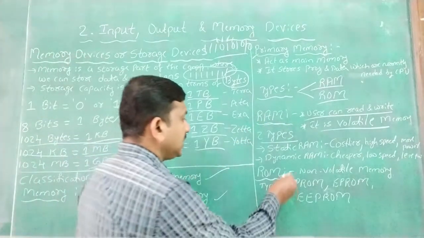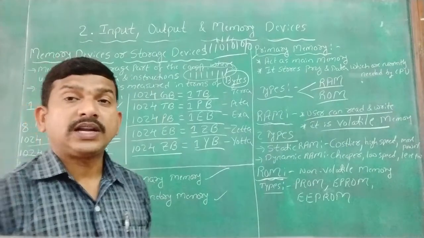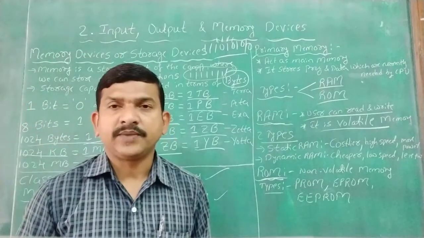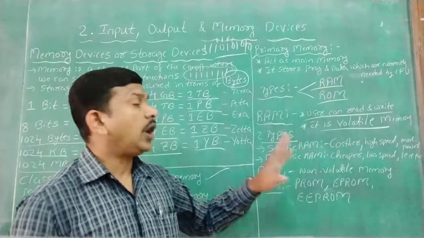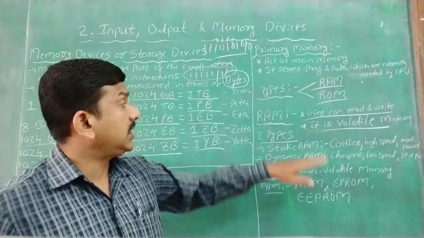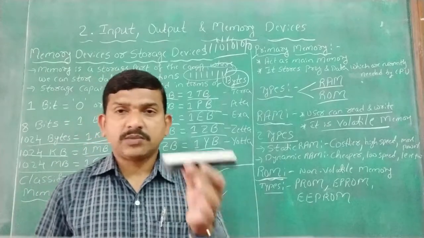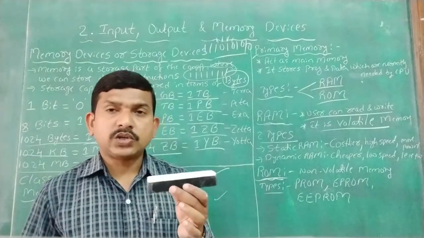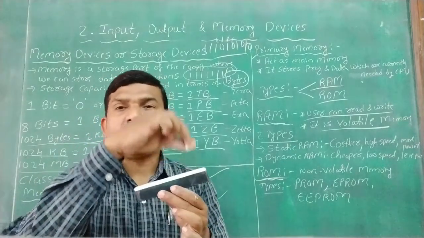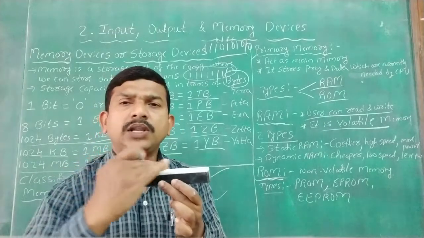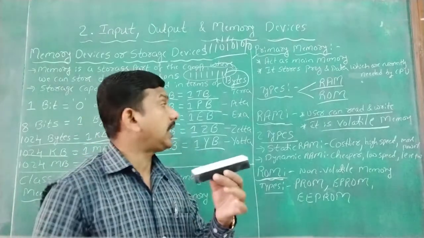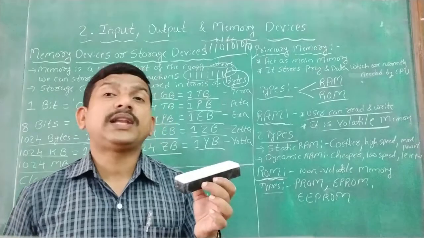And the second one is ROM. We call it non-volatile memory. Non-volatile, because RAM is volatile. RAM is volatile, which means if the power goes off, whatever data or application is present there, everything will be deleted in RAM. That's why we call it volatile memory.